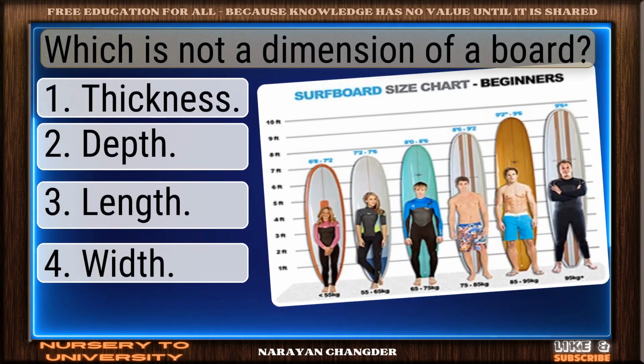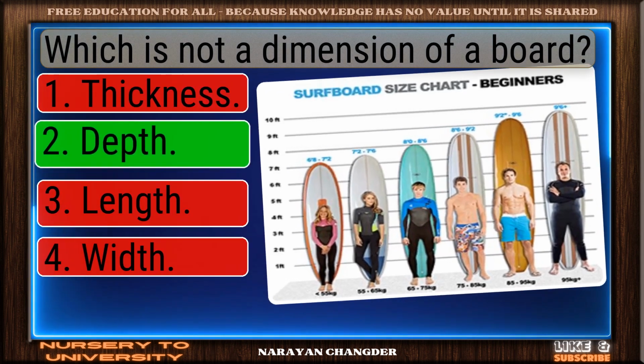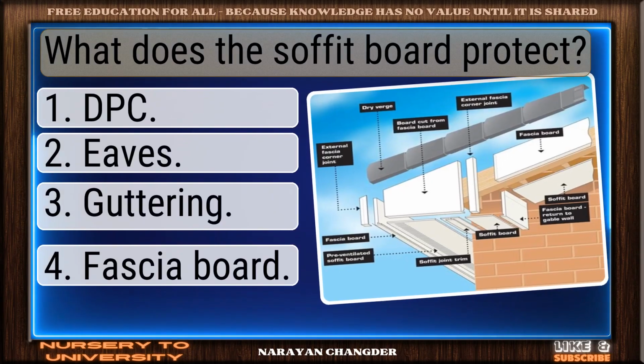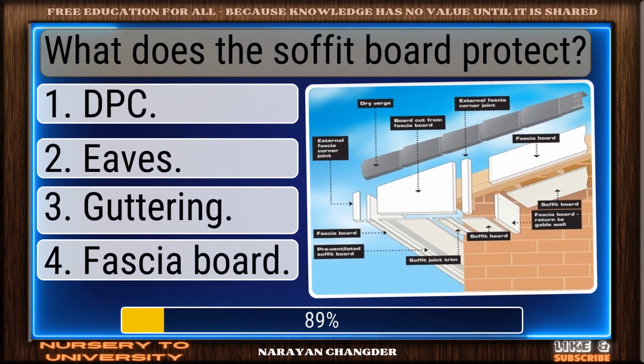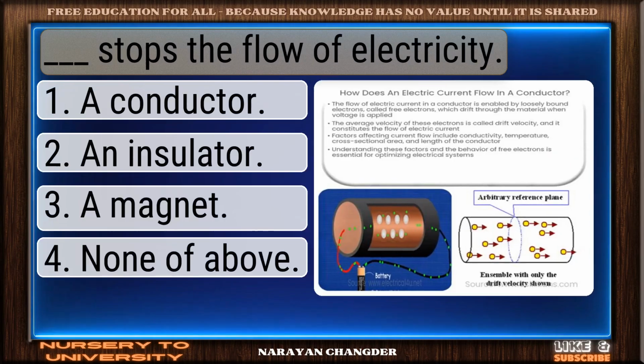Which is not a dimension of a board? Smart move. Depth is an accurate answer. What does the soffit board protect? You got it. Your choice, eaves, is right.